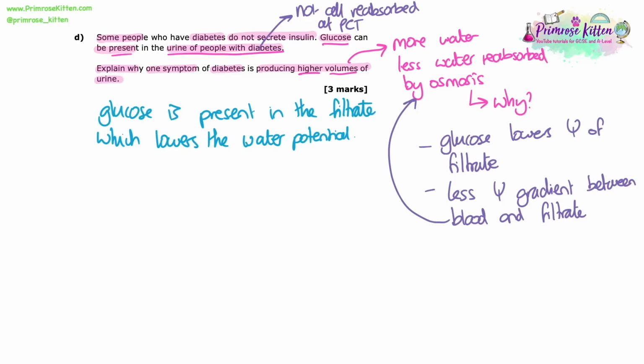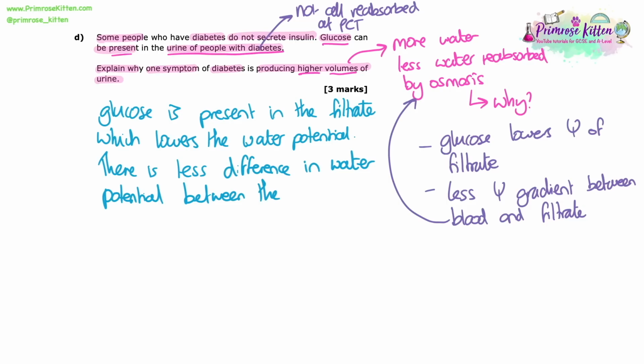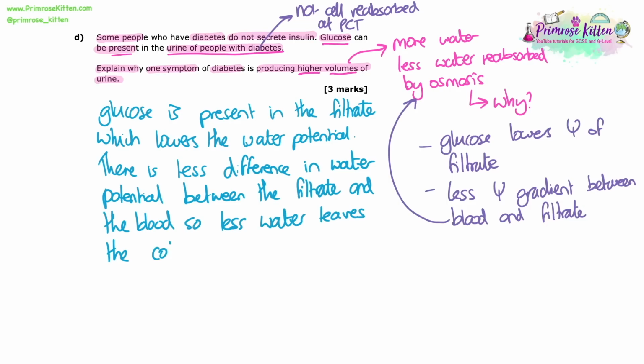Glucose is present in the filtrate, which lowers the water potential. There is less difference in water potential between the filtrate and the blood, so less water leaves the collecting duct by osmosis.